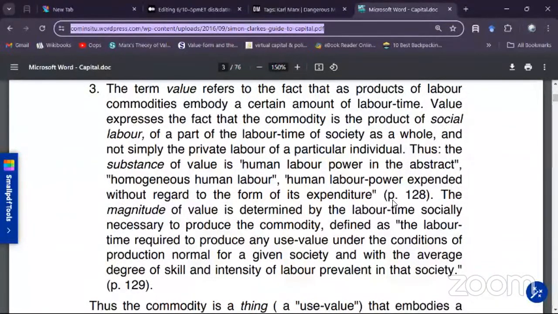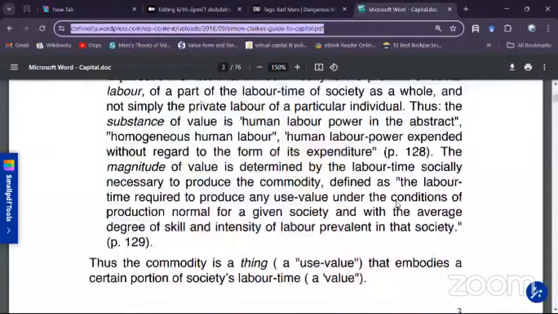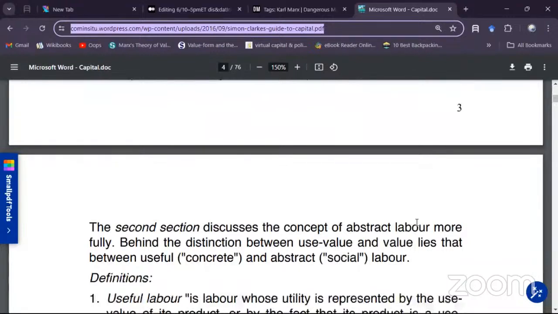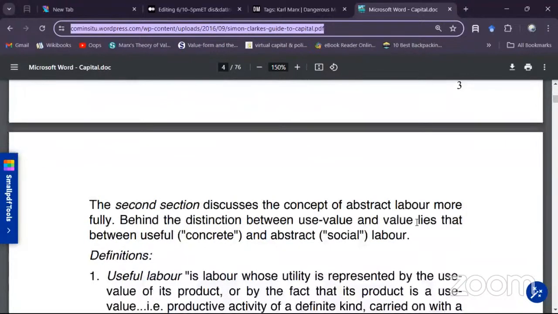Thus, the commodity is a thing, a use value that embodies a certain portion, but this is not a liquid in a container. The value is a much larger thing. It embodies a certain portion of society's labor time, a value. The second section, we're only at section 2, discusses the concept of abstract labor more fully, and I'll stop for a second because it's important to get the difference between concrete and abstract labor.